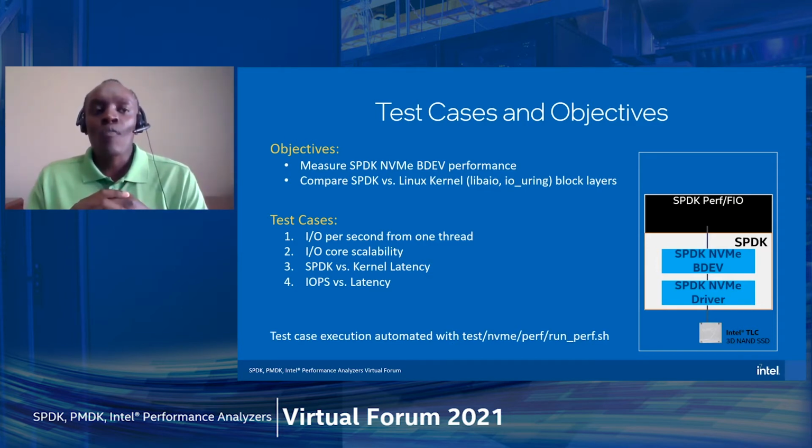In the third test case, we measure the latency of these small block workloads at queue depth 1. We do this for both the SPDK block layer and for the kernel block layer with both the libaio and io_uring engines. And then in the last test case, we limit both the SPDK and the kernel block layer to use just 4 CPU cores to perform IOs, and we measure the IOPS and latency as we increase the queue depth from queue depth 1 all the way to queue depth 128.